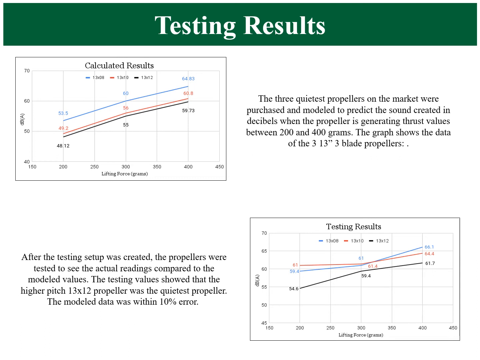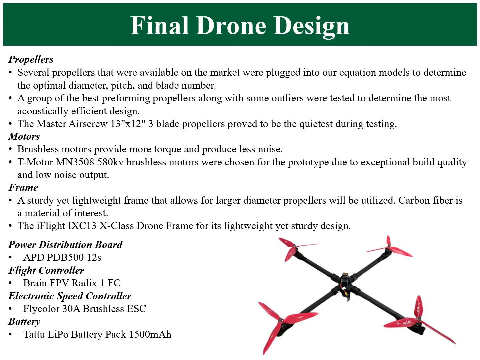The second graph was created utilizing our testing apparatus to isolate the three propellers mentioned. It can be seen that the higher pitch 13 by 12 propeller was the quietest. After analyzing the testing results, we decided to use 13 by 12 three-blade propellers. All other parts were ordered to support this decision. Our design uses a lightweight frame and reliable motors.